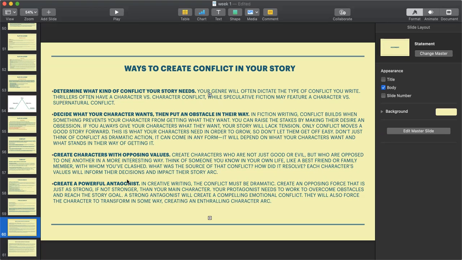Okay, so conflict builds when something prevents our character from getting what they want. If they got what they want very easily, there won't be any story, right? Only if there are some problems or some interesting situations does the story become much more interesting to talk about.